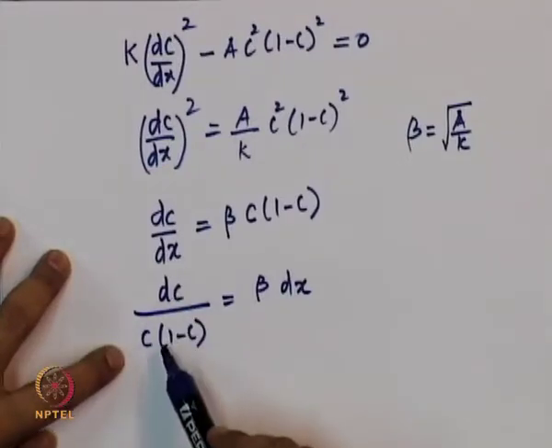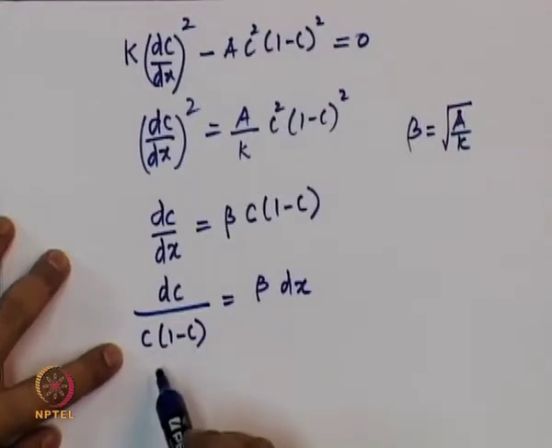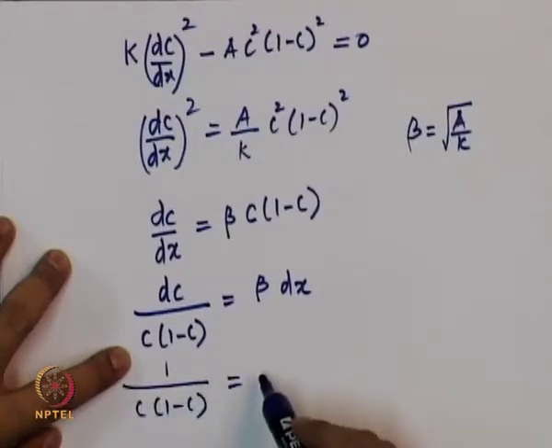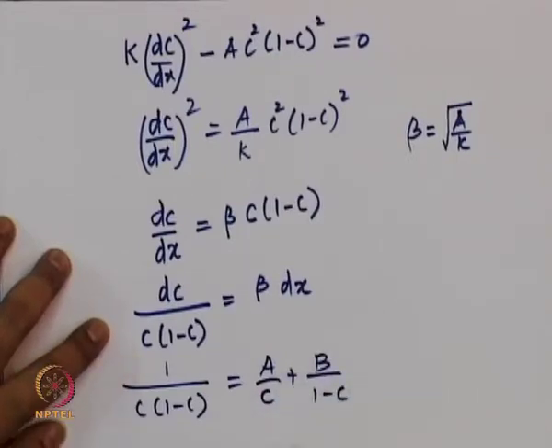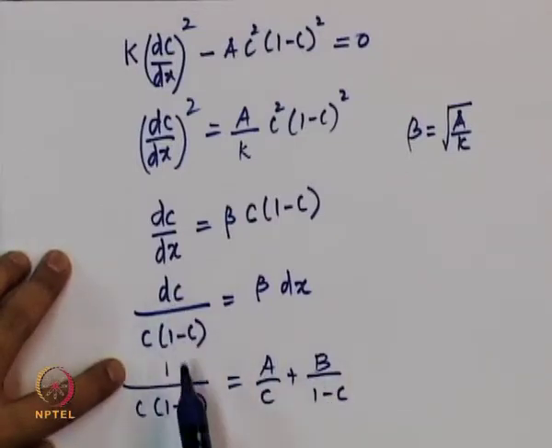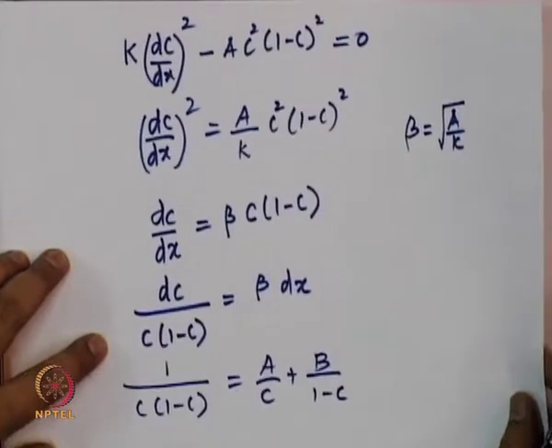To solve this, we have to split it into partial fractions. What is partial fraction? I want to write 1 by c into 1 minus c as equal to some a by c plus some b by 1 minus c, right. So, what are the a and b values so that it becomes dC by c and dC by 1 minus c? Then I can integrate it because that is just logarithm. So, what are the a and b which will give me that? Let us do that.